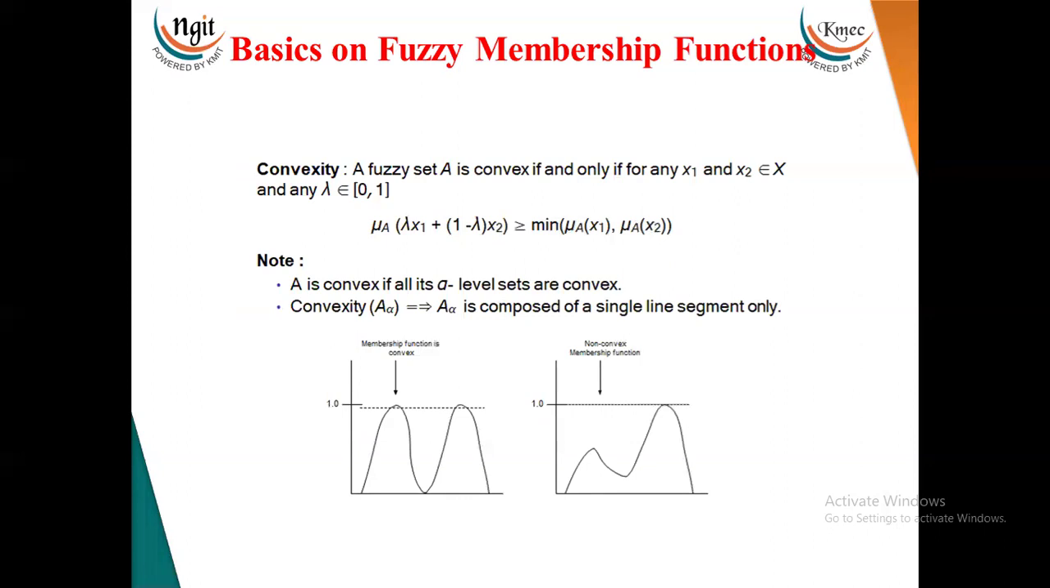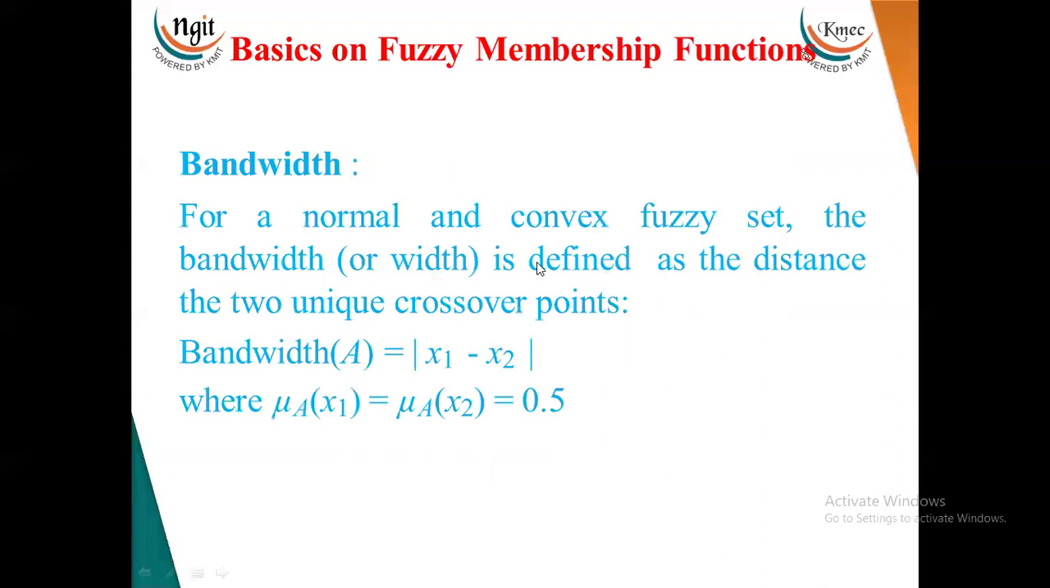Now, convexity. We'll substitute this particular formula: mu A of lambda x1 plus (1 minus lambda) x2. We give the lambda value to x1, and for x2 we take 1 minus lambda. This value should always be greater than or equal to the minimum of mu A of x1 and mu A of x2. We will discuss this in the next video. Okay, I'm stopping here.